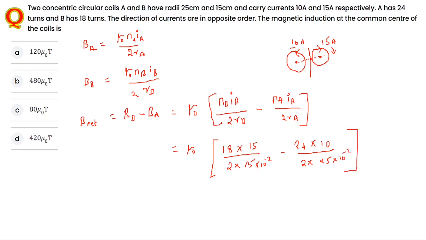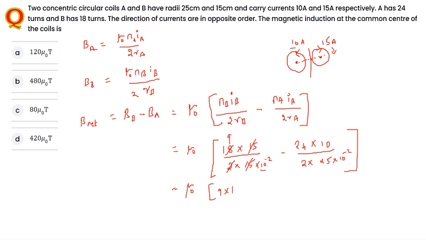Now here, 15 and 15 will be cancelled. 18 divided by 2 is 9. So what you have here is mu naught into 9 into 10 power minus 2, which is in the denominator.